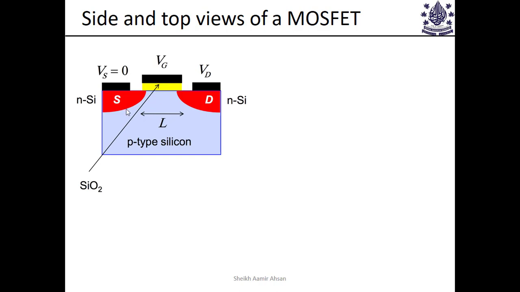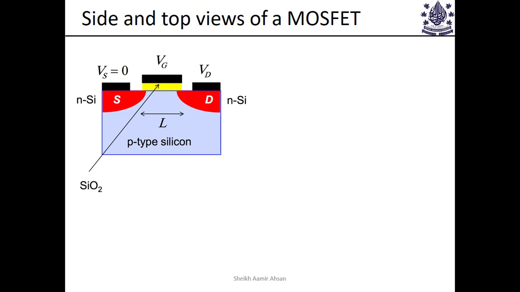Now it's very important to understand why they are named as such, source and drain. Source, by its nomenclature, means that it supplies the carriers for the conduction of current. And drain simply collects those carriers that are coming all the way from the source.